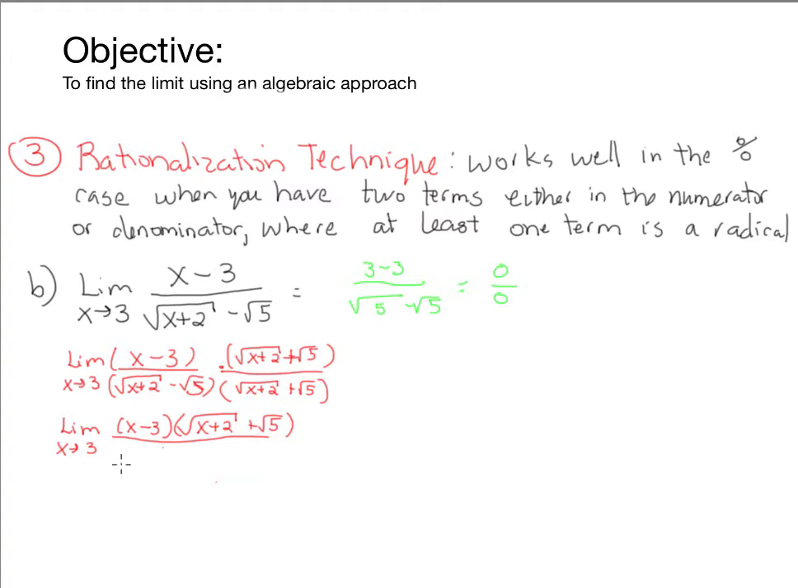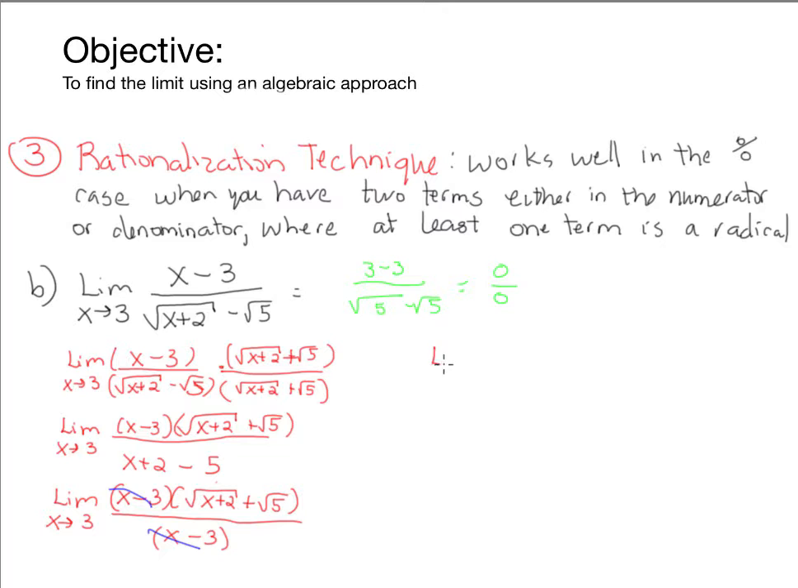Multiplying the bottom using our full method, I get x plus 2. The two middle terms cancel out. And then I have the square root of 25, which is just 5. So I have minus 5. Combining like terms in the denominator, we have 2 minus 5, which is going to give us a minus 3. Now I have x minus 3 on the top and x minus 3 as a factor on the bottom. So I can cancel those out.